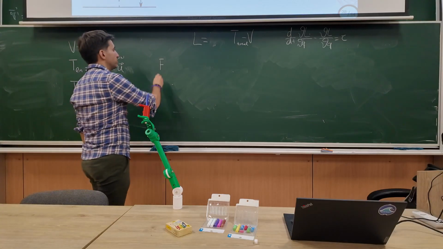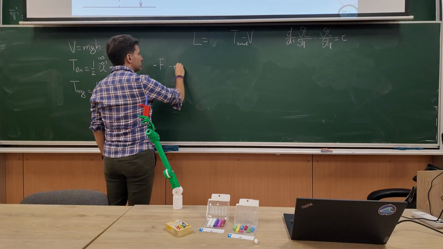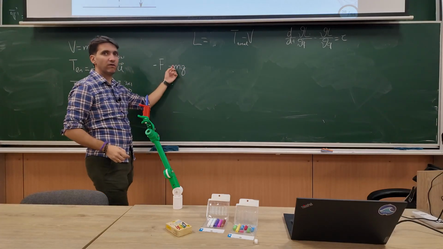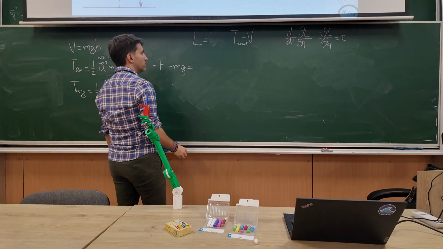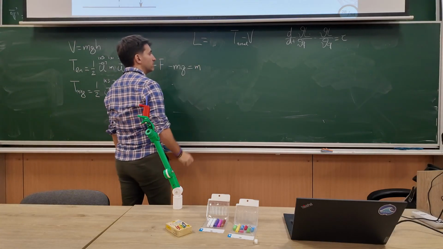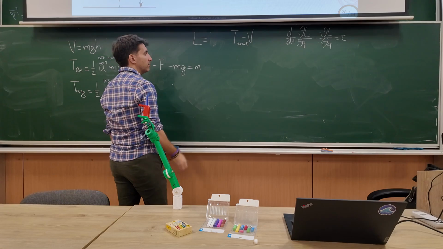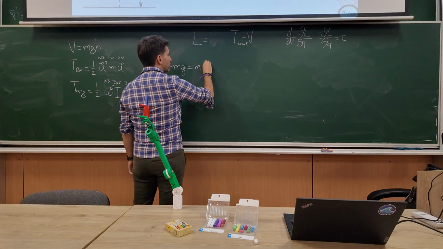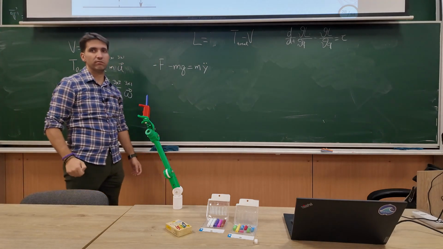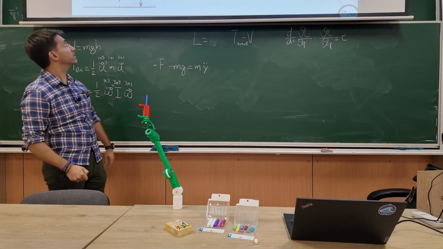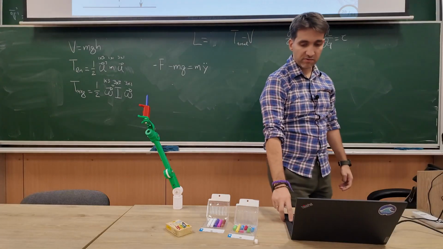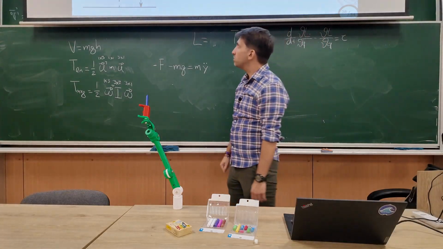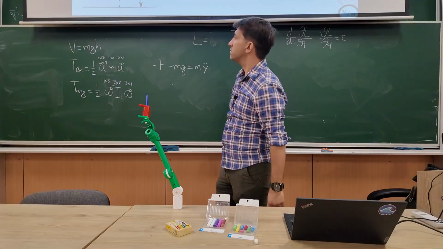So then it would be F minus mg, right, the gravitational force, equals the mass times the acceleration. Since I'm moving on the y-axis, it would be y double dot. Okay, that's what I'm expecting from Newton. Let's see if Euler-Lagrange gives me the same thing. So what would be the potential energy of this system?